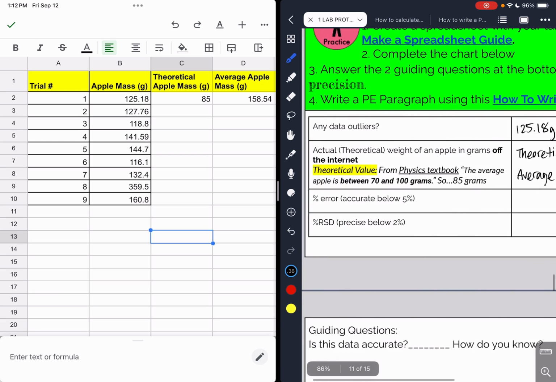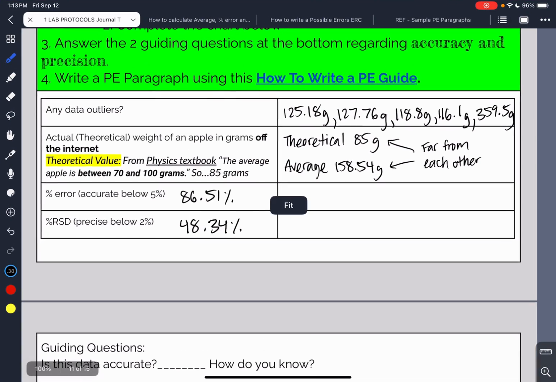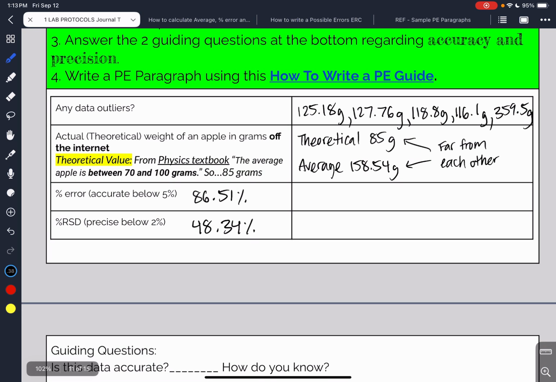Next, we're going to look at our percent error and percent RSD. So I'm going to write our percent error, 86.51%, and our percent RSD, which is 48.34%. Looking at those two values, our percent error is pretty high. If it was below 5%, then this would mean it's accurate, but it's above. So this is not accurate. If we look at our percent RSD, it's 48.34%. If it was below 2%, it would be precise, but this is way above that. So this is not precise.